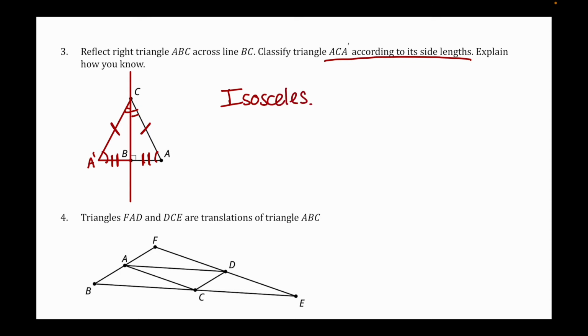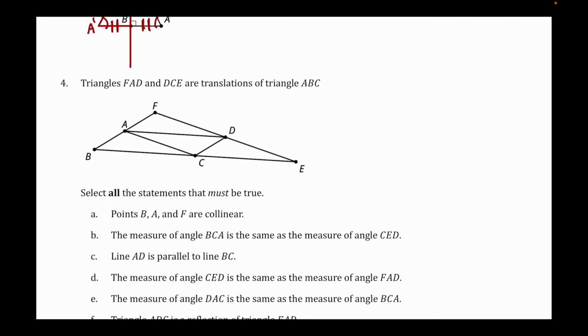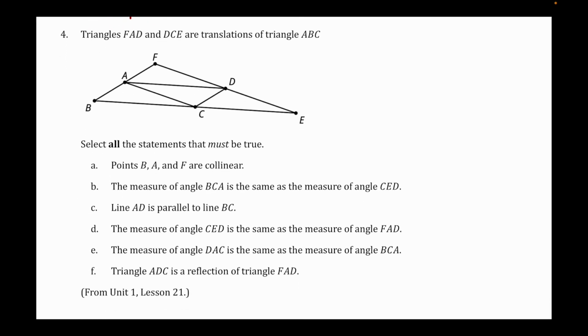So it is isosceles. Question 4. We have triangles FAD. So when they're describing FAD, I'm actually going to highlight inside of these so you can see them. FAD is this one right here. So that's my yellow triangle. And DCE, my green triangle, those are translations of ABC.